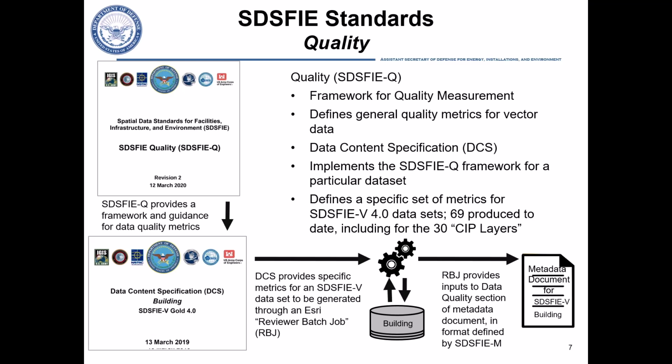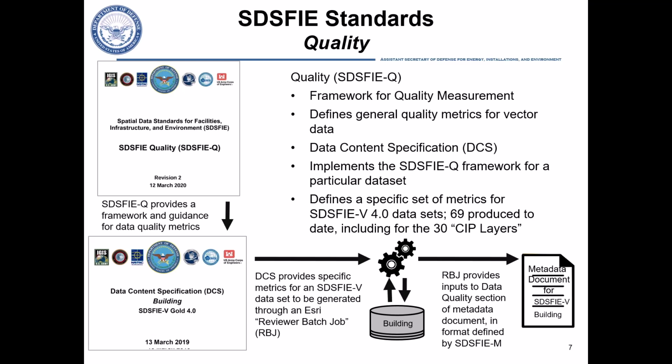SDSFIE-Q also specifies data quality processes, measures, and metrics which apply to SDSFIE datasets individually in documents known as data content specifications. These technical documents provide essential information for data collection and metadata population. A DCS describes the ideal dataset, or how a dataset should be. In contrast, the actual state of the dataset and how closely it conforms to the DCS can be described in specific metrics, which are themselves defined in the DCS.